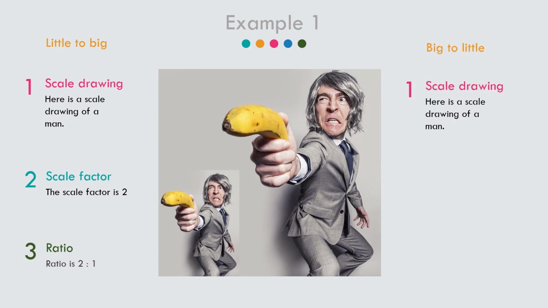If you measure these two images again, you will find that the little man is exactly half the size of the big man. We could say that the little man is half the size of the big man, so the scale factor would be a half. This means that the ratio is 1 to 2.